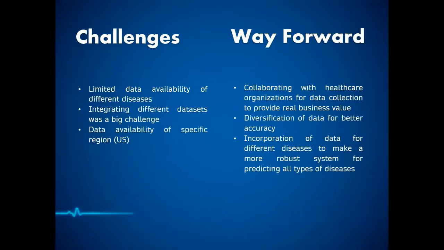So we also faced various challenges during our project. These included the limited data availability of different diseases. For example, the data set for hepatitis and tuberculosis was very limited. Also, as we were working on more than one data set, integrating multiple data sets into a single application was a big challenge. Also, data availability was based on a specific region, the USA. So this might have also added bias in our data, affecting the accuracy of our model.